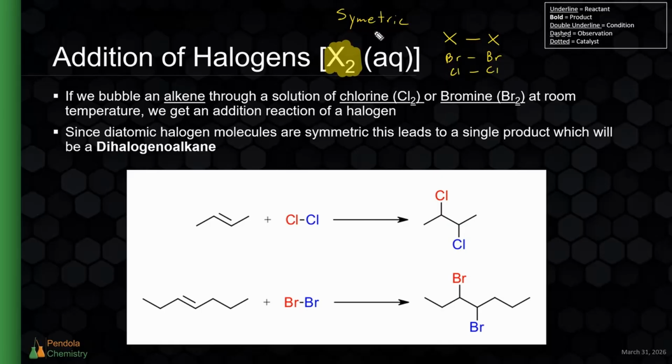So because they're symmetric, there are no two additives to be added here. They're both exactly the same, so the direction in which it's added doesn't matter. So what is going to happen here?